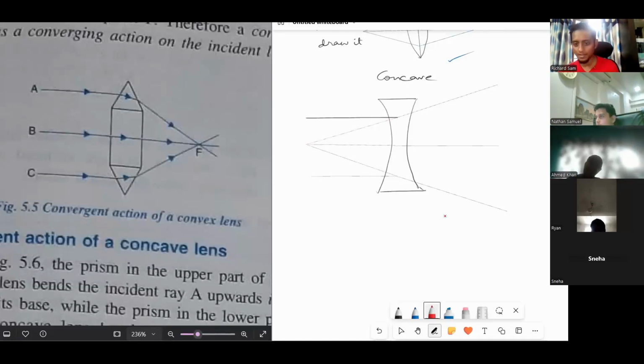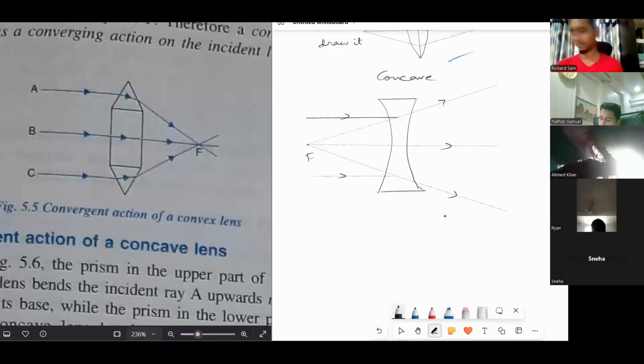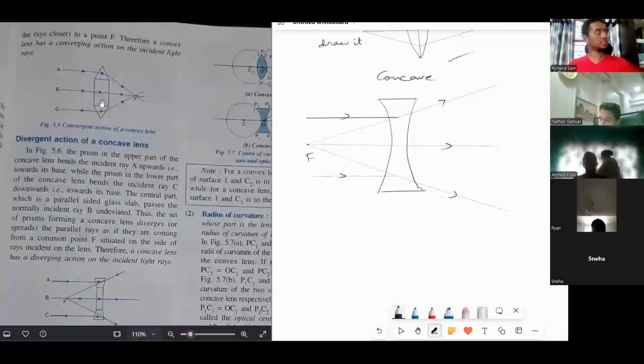You see, how is the ray actually moving? It's going this way, right? But if you draw these rays backwards, they're meeting at a point. That is where the focus is. So in other words, for a concave lens, the focus is on the right side of the lens. In a convex lens, the focus is on the left side of the lens, behind the lens.